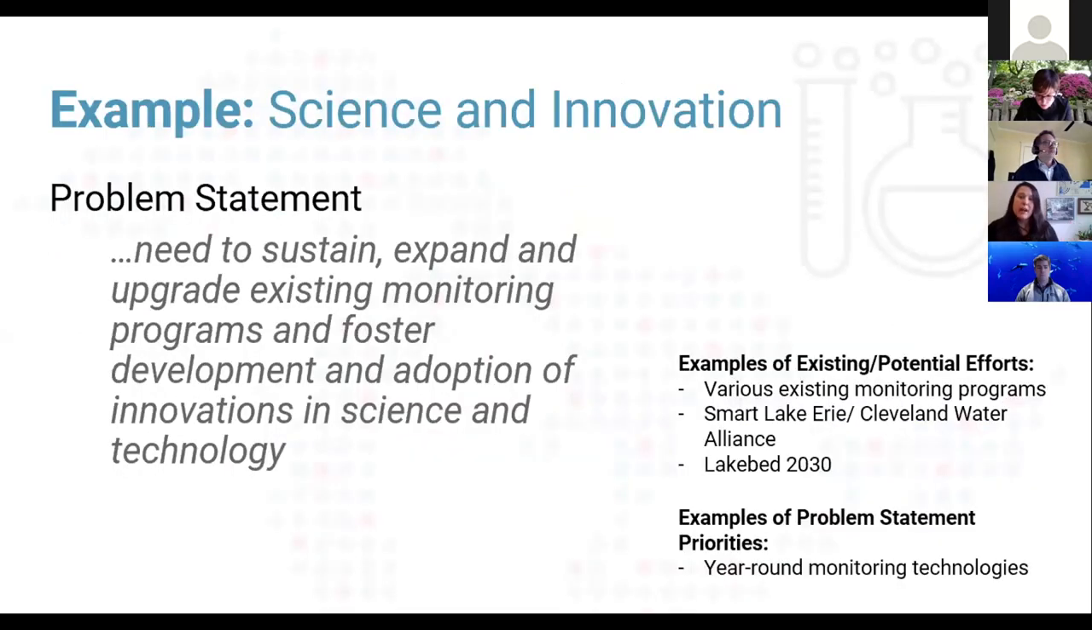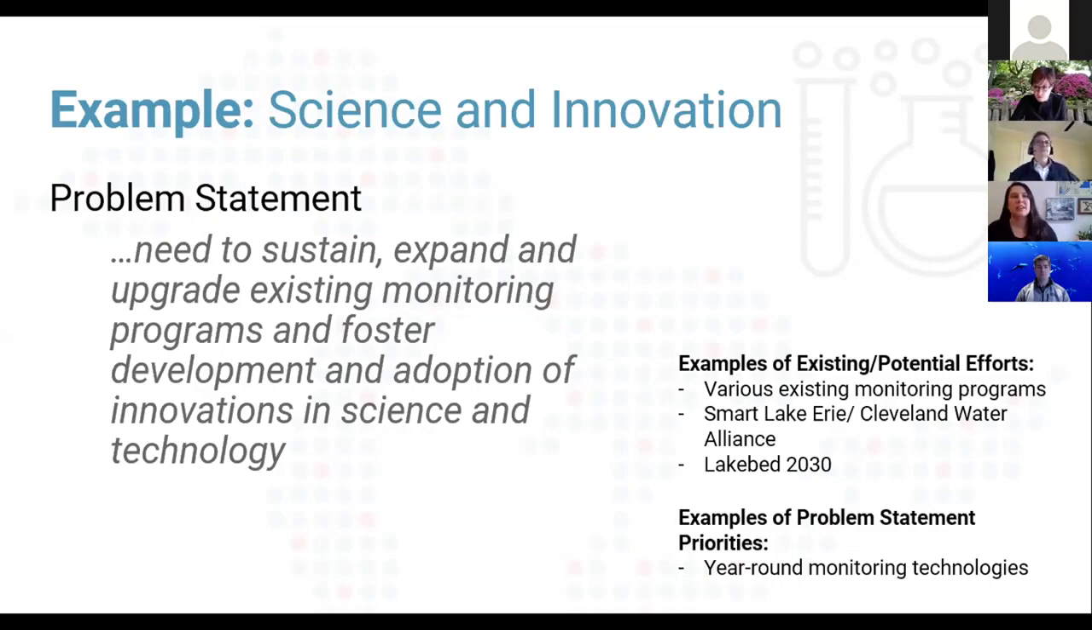And I'm not going to do this for each topic area, but just to help give you a sense of what that even looks like. Again, I ballparked this really quickly myself, but the intention here is that a larger group of people would provide input to developing this problem statement. But just as an example, let's say for the topic of science and innovation, what is the problem statement? What is keeping the Great Lakes from being smart in a way that is addressed by science and innovation? So we have the need to sustain, expand, and upgrade existing monitoring programs and foster development and adoption of innovation in science and technology. That could be an example of a problem statement.